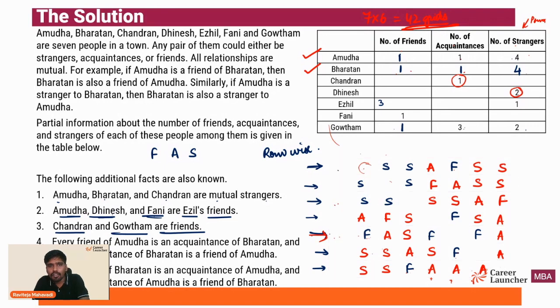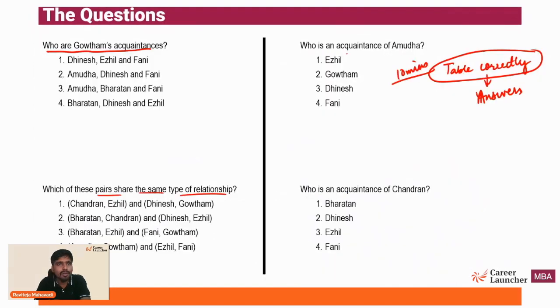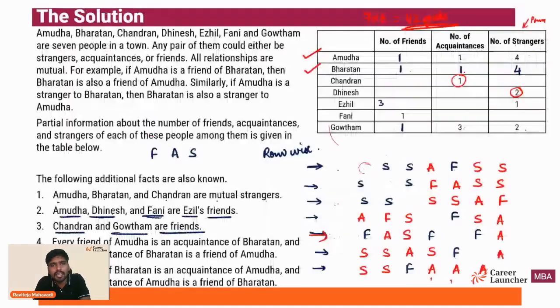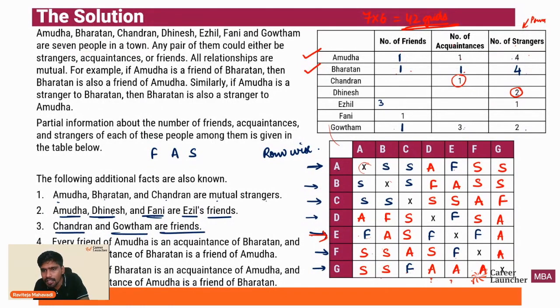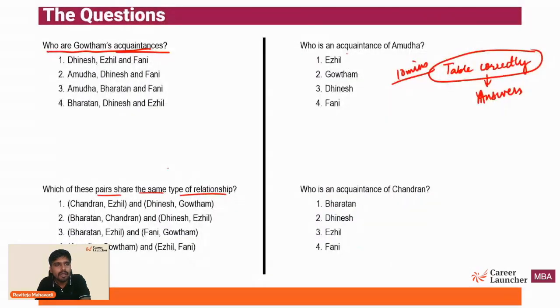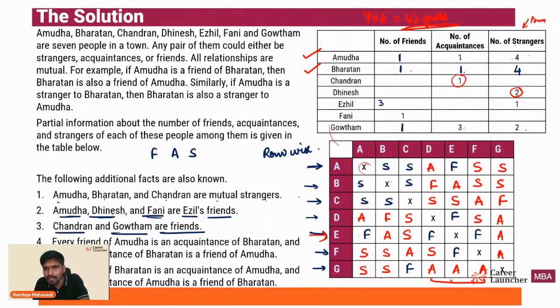Now let us take a look at what the questions are. Who are Gautam's acquaintances? G's acquaintances. All you need to do is look at G's acquaintances. These 3 people, D, E, and F. D, E, and F are G's acquaintances. Which of these pairs share the same type of relationship? C and E, D and G. C and E are strangers. D and G are acquaintances.